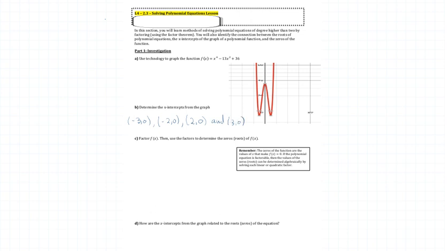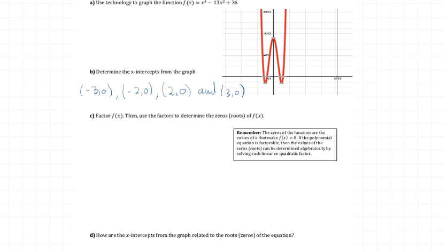All right, now the question here is asking us in part C, factor f of x, then use the factors to determine the zeros of f of x. So they're asking us to factor. So we can factor here using long division, or we can factor using synthetic division. But I'm also going to show you a different way to factor. And the reason I can do that is because I have x to the power of 4, x squared, and a constant. So I can factor it like a quadratic, okay? If you don't know how to do this method, just use the regular long method, okay?